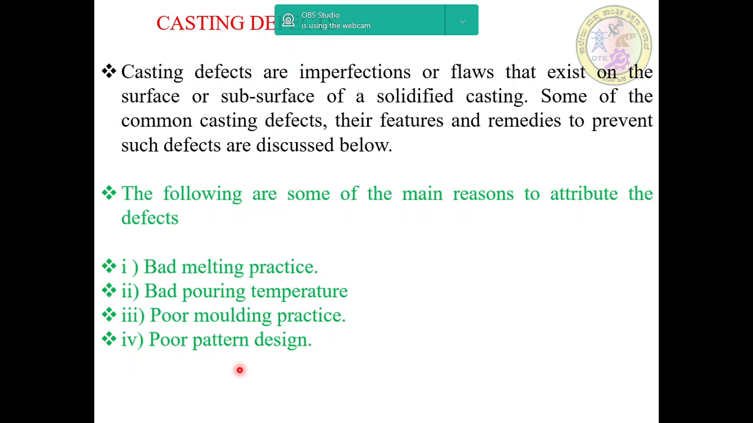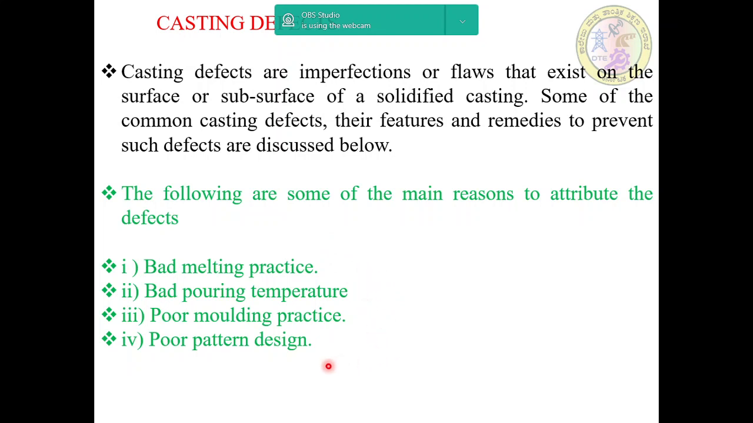And then the following are some of the main reasons to attribute the defects. For these reasons, defects will occur. That may be bad melting practice, and then bad pouring temperature, poor molding practice, and then poor pattern design. These are the main areas where you can create some defects in the casting.